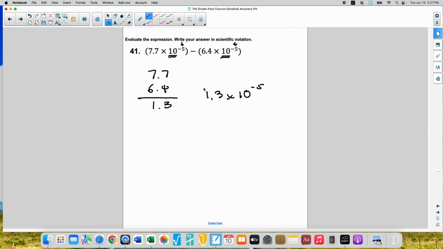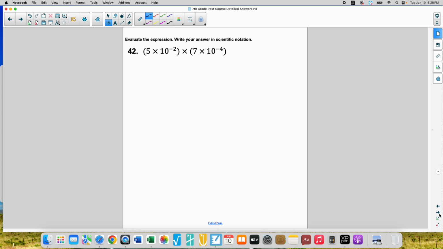This number has to be between 1 and 10. So that's a good question. You only understand this if you write this subtraction part, if you understand scientific notation. Now, multiplying is a totally different one. Multiplying, we're going to take the numbers and we're going to multiply them.